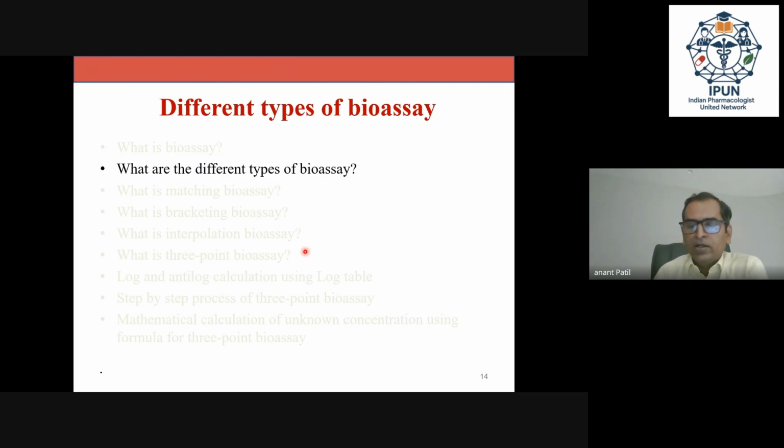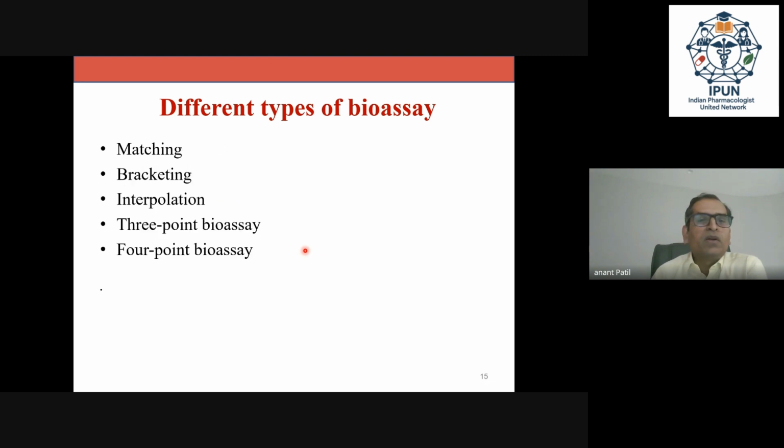Now coming to different types of bioassays. My focus for today's discussion would be talking about matching, bracketing, interpolation, and 3-point bioassay. I will only give you the formula for the 4-point bioassay, but once you understand this 3-point bioassay in detail, there is no difficulty, or there should not be reason why 4-point bioassay is not understood, because just the formula changes and slight process changes in 4-point assay. So most of the points would be like a 3-point bioassay. So let's go one by one.